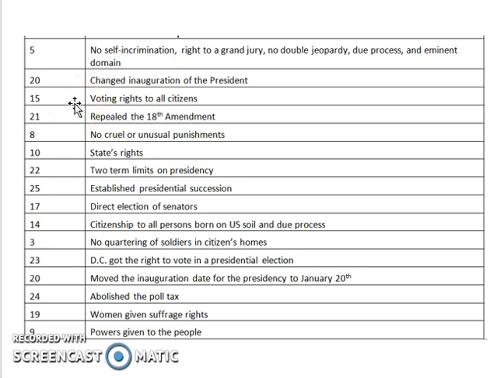The 15th Amendment is voting rights to all citizens. And this is the racial suffrage one. You cannot be denied your right to vote based on your race. And so that gave black males the right to vote.